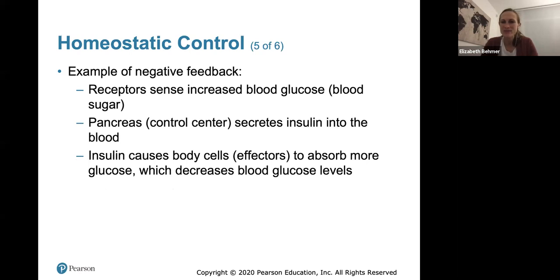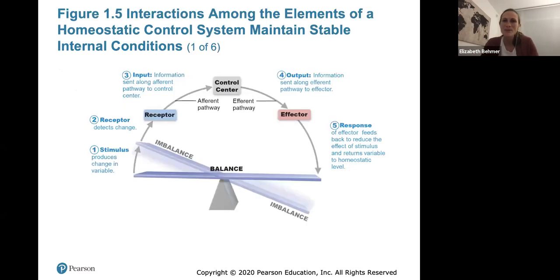An example of negative feedback in terms of blood sugar. The receptor might sense an increased blood glucose level in the blood. That's blood sugar. The pancreas then is the control center, and that will secrete insulin into the blood. And insulin will cause the body cells, the third part of the control system, which are the effectors, to absorb more glucose, which will then decrease blood glucose levels in a negative feedback loop.